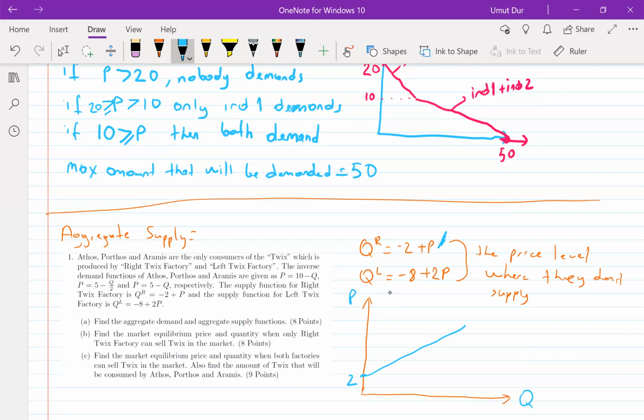Okay, I don't know the exact slope. So I know the exact slope of this curve, but I don't care at this point. Okay, what I care is the extreme points. What about the left firm? What will be the minimum price for the left firm to supply? 4 hocam. It is 4.